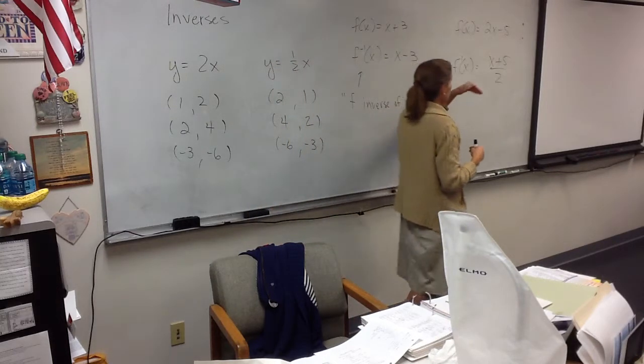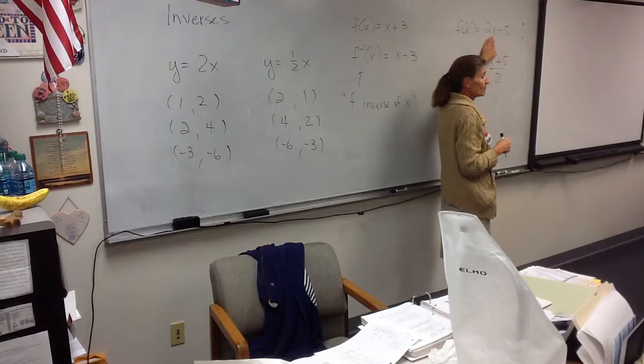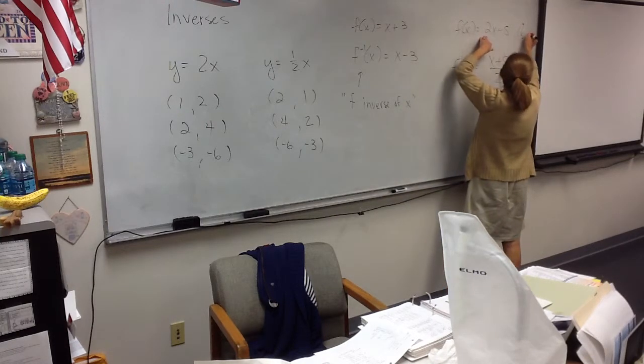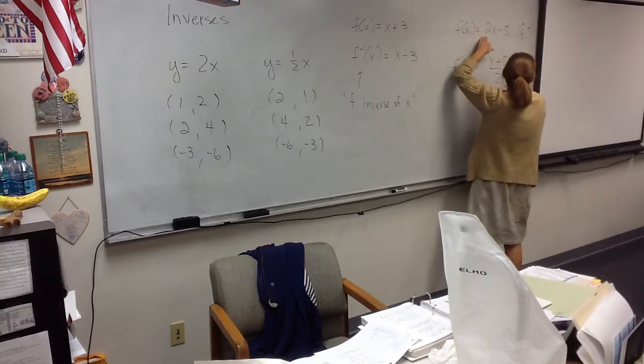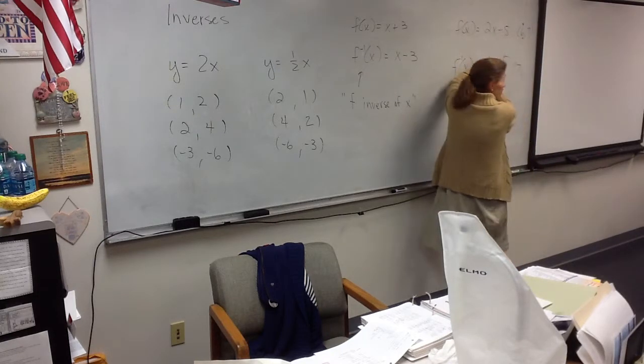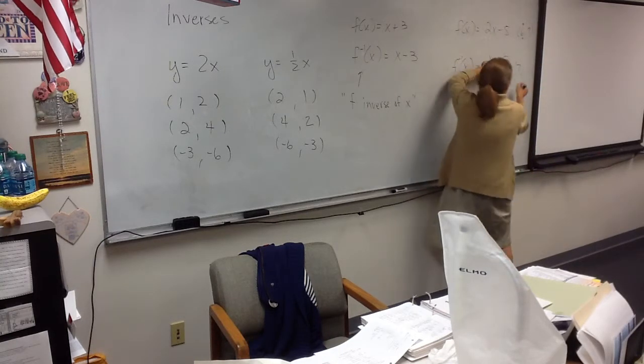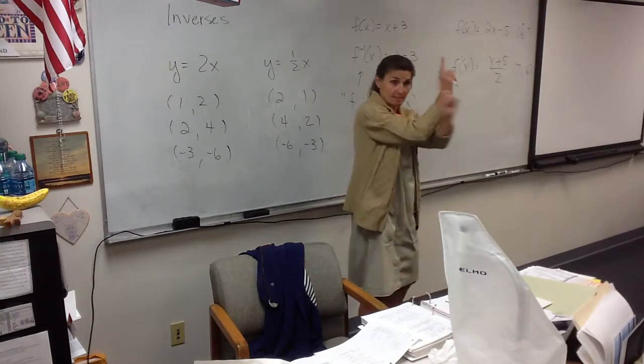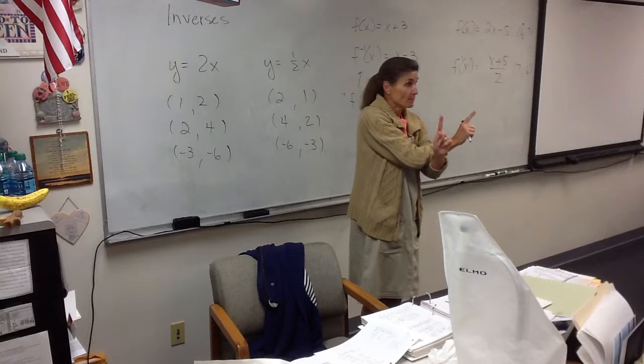Now let me show you something. Put a 6 in here. What do you get if you put a 6 into this function? You get 7. Now put 7 into here. What do you get if you put 7 into here? 6. Is that what's supposed to happen if things are inverses? Yes, it just goes backwards.